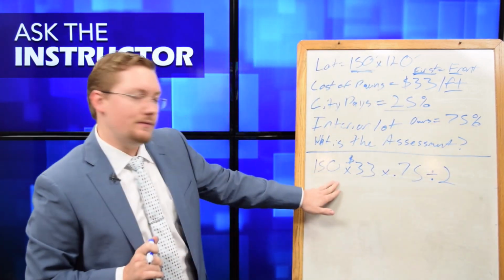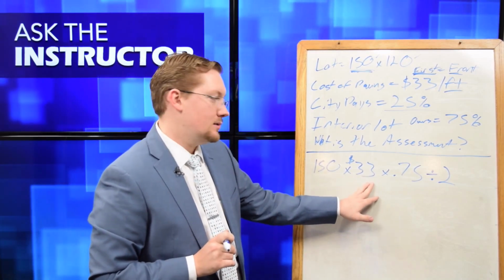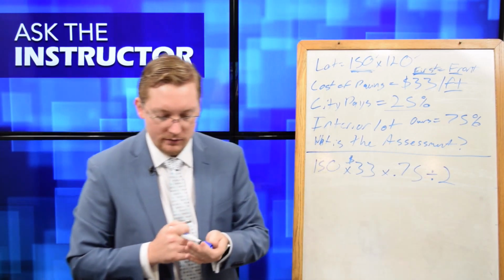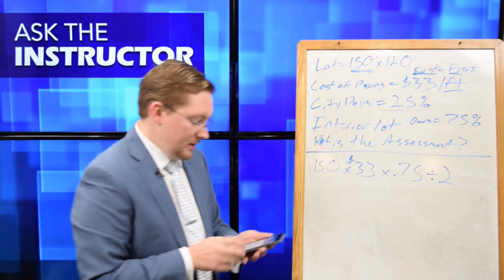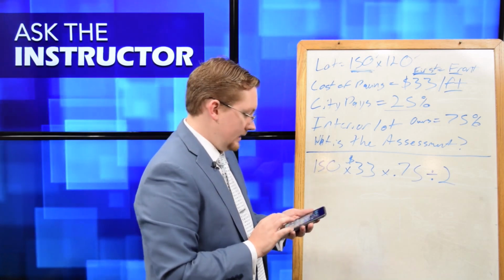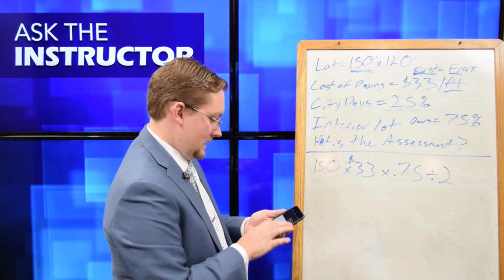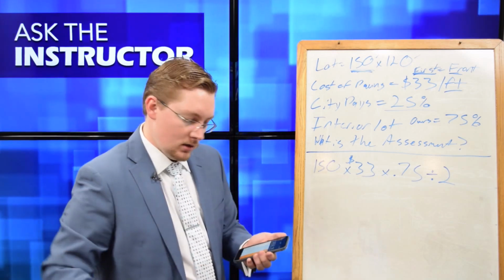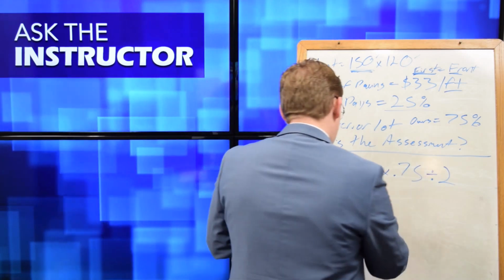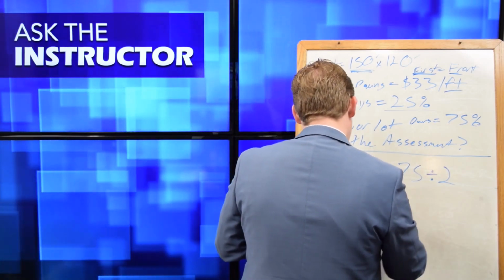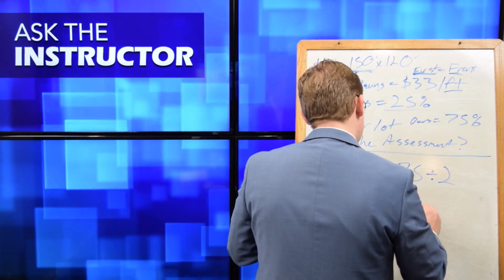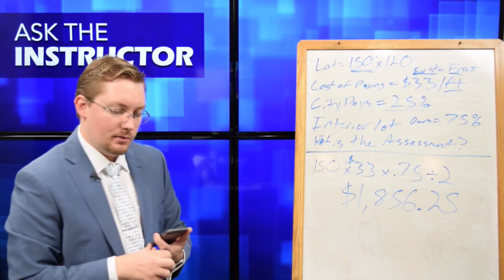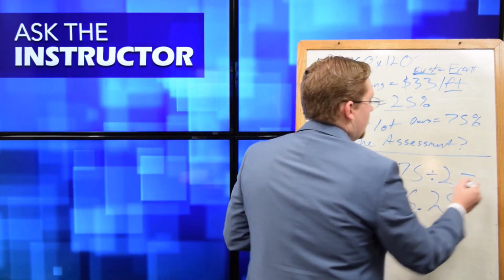And when we take our 150 frontage feet, multiply it by $33 per foot, multiply that by 75% of the owner share, and divide that all by 2 for our side of the property, we put that in our handy-dandy little calculator, and we're going to end up with 150 times 33 times 0.75 divided by 2, a total assessment of $1,856.25. And notice when we went through and solved this here, we just lined it all up like this.